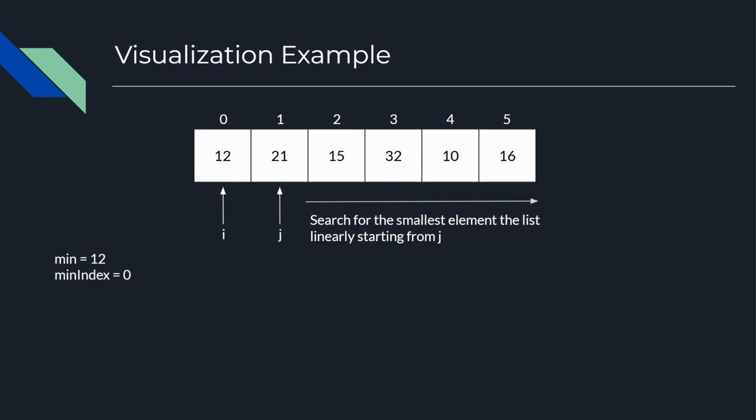Keep in mind that the index i is used in our outer loop, and index j will be used in our inner loop. And index j will always be the index just after the index i. First of all, we set our minimum as 12, and the index of our minimum is 0. We will use the inner loop to search for the smallest element in the list, linearly starting from the index j till the end of the array.